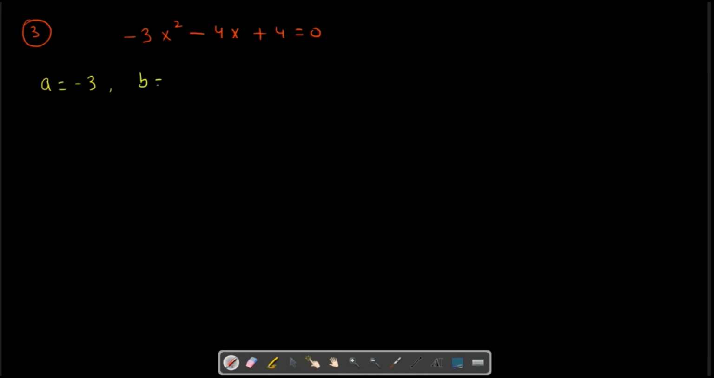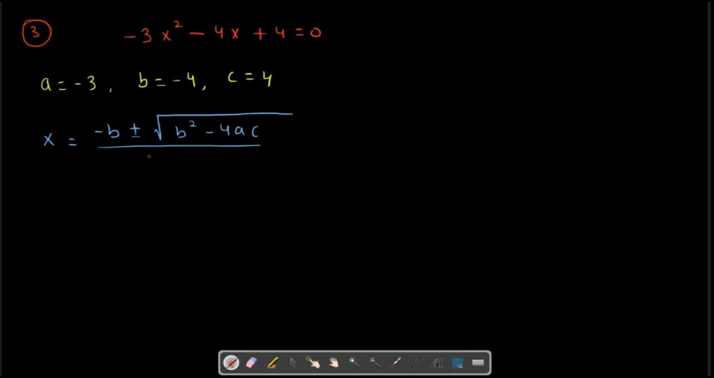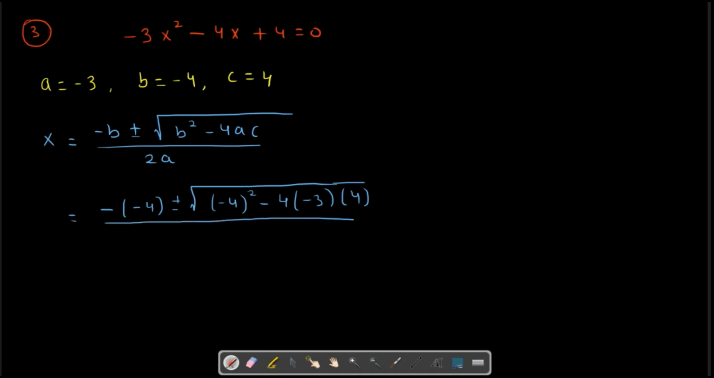We locate B, which is negative 4. And we locate C, which is 4. So the value of x will be negative b plus minus square root of b square minus 4ac over 2a. So this becomes negative of, now watch for the sign, b is negative. So we have negative of negative 4 plus minus square root of negative 4 square minus 4, a is negative, c is positive, over 2 times a.